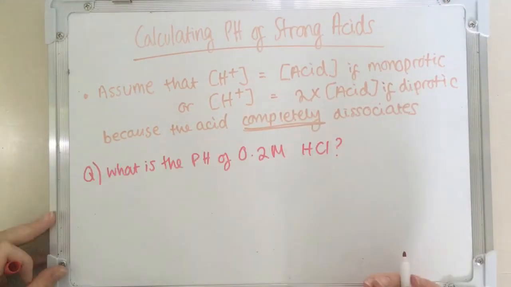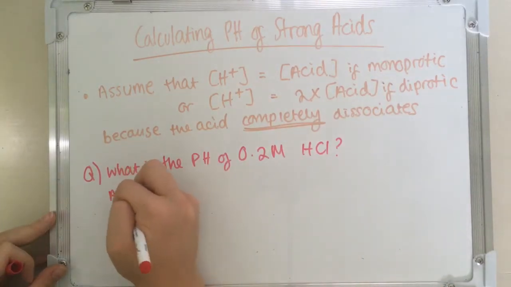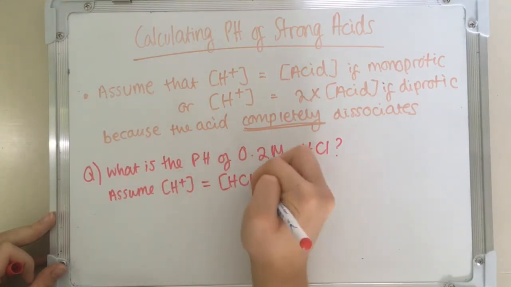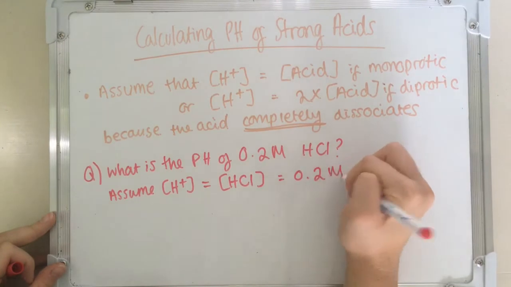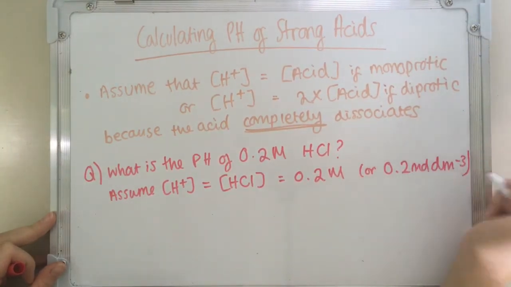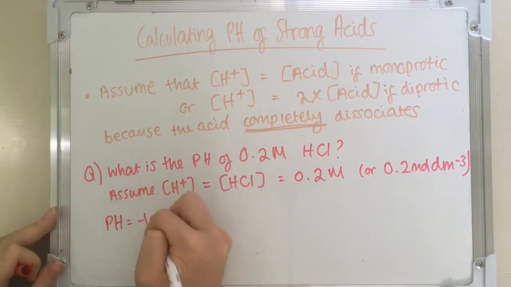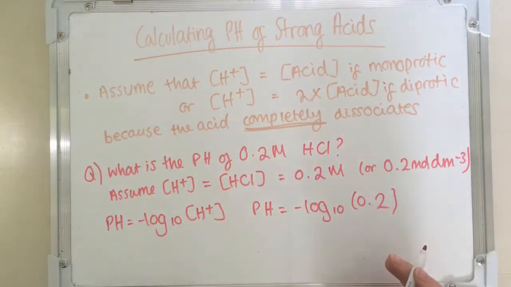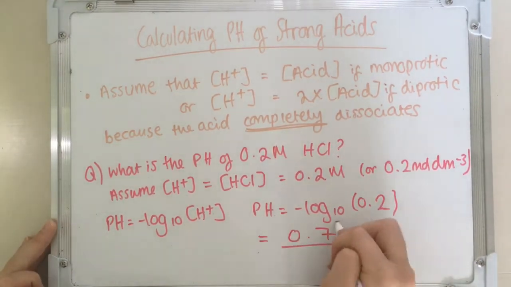Let's take a look at this example question. What is the pH of 0.2 molar HCl? First, we need to assume that the hydrogen ion concentration is equal to the concentration of HCl, which is 0.2 molar or 0.2 moles per dm cubed. Then we substitute this into the equation for calculating pH, and we get a pH of 0.7.